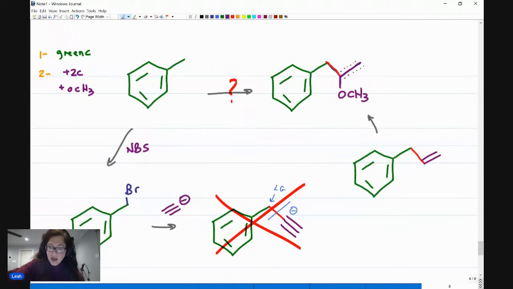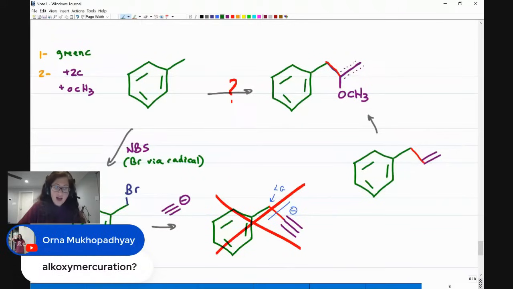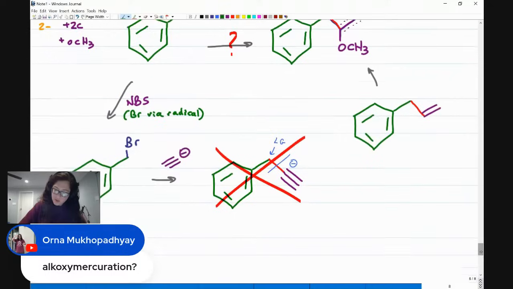I see a couple of questions coming in for NBS. NBS is N-bromosuccinimide, and this is simply a source of Br via radical. If you haven't learned it, just do a radical halogenation, but NBS is useful when you want to put a radical next to a pi bond or a conjugated system. And so looking here, alkoxymercuration, exactly. If I have oxymercuration, I get an alcohol. Alkoxymercuration, I get an ether. But let's not fill in the reagents just yet.